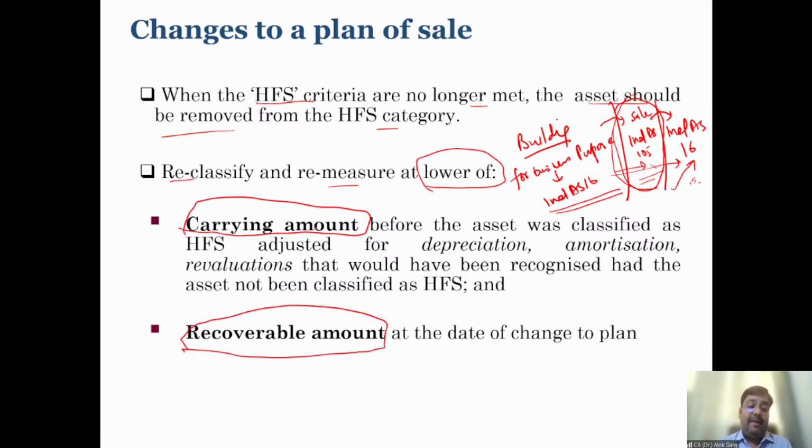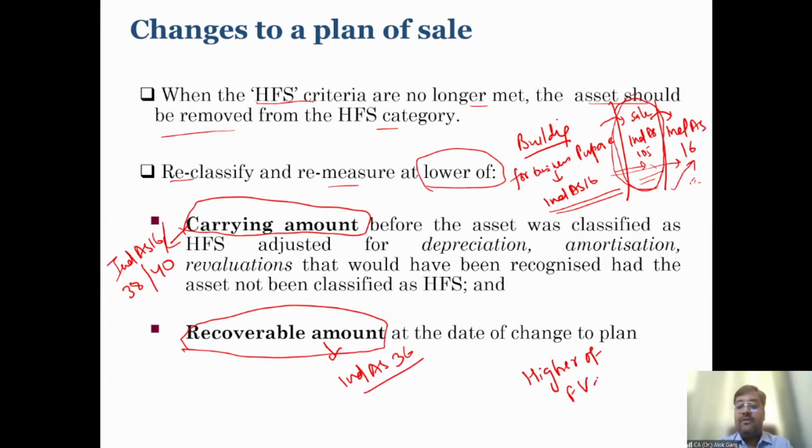How will this carrying amount be calculated? This carrying amount will be calculated as per the respective standard, which is your Ind AS 16, 38, 40. Recoverable amount is calculated as per Ind AS 36. Sir, what is meant by recoverable amount? Recoverable amount is higher of fair value less cost to sell and value in use, right?